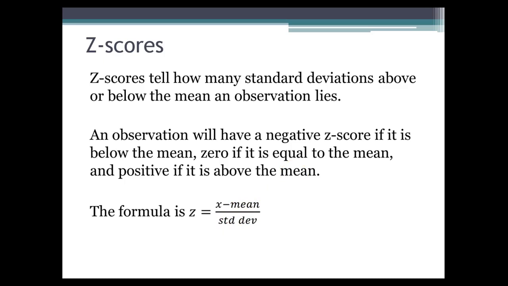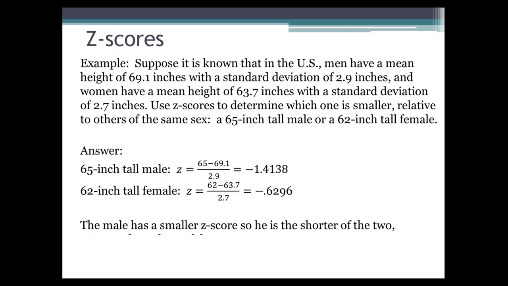So let's do a quick example. So we know that in the U.S., men have a mean height of 69.1 inches, and here's their standard deviation. Women have a mean height of 63.7 inches, and here's their standard deviation. And we want to use z-scores here to determine if you've got a 65-inch tall man and a 62-inch tall woman, who's taller relative to others of the same sex.